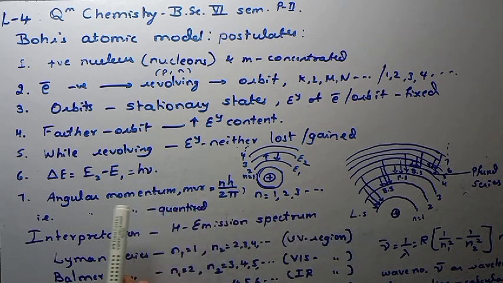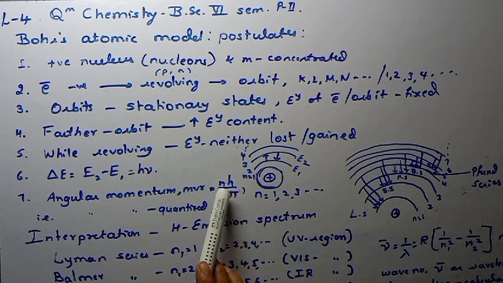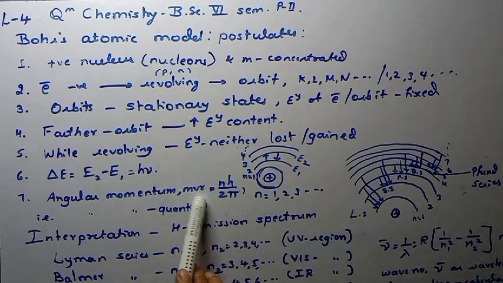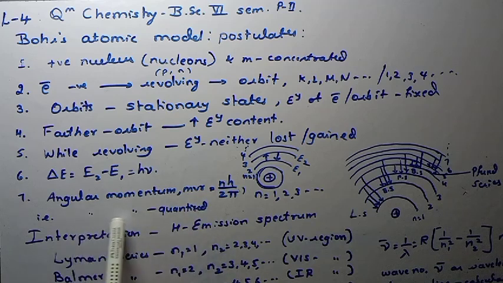According to this postulate, the electron occupies only those orbits in which its angular momentum is equal to an integral multiple of h by 2 pi, where n is a whole number. n is equal to 1 or 2 or 3. It is not a fraction. So this statement shows that the angular momentum is quantized. Okay.